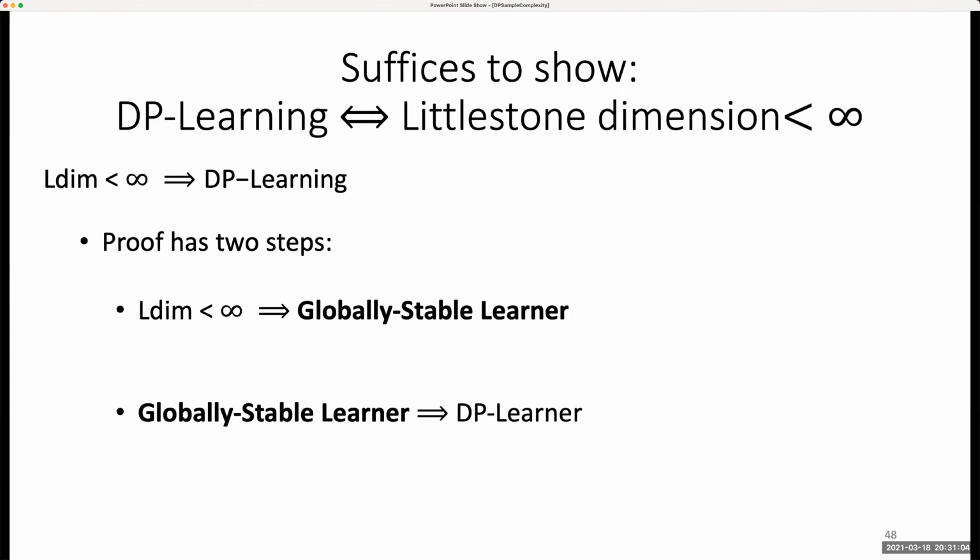And then once we have a globally stable PAC learner, then really standard arguments imply a differentially private learner. So really the key step here is to get this globally stable PAC learner. Let me tell you what it is. What does it mean to be globally stable?